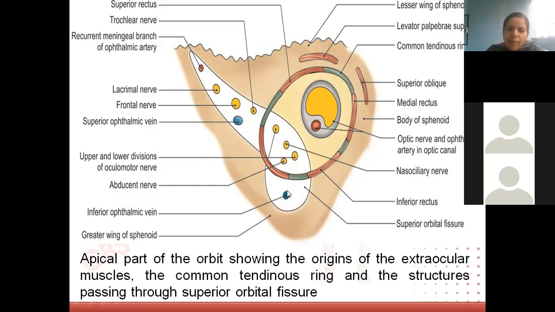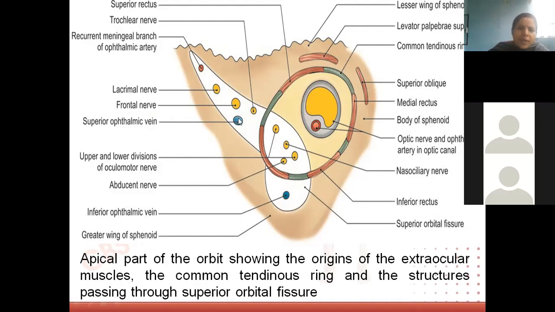Make a note, superior orbital fissure is also a 3 marks question. What are the structures passing through the superior orbital fissure? You are supposed to list out these structures also. So what are the various nerves you see? We have the abducent nerve, which is the sixth cranial nerve. Then we have the oculomotor nerve, the third cranial nerve. This oculomotor nerve has two divisions, upper and lower. So I'm telling you the easy nerves first.